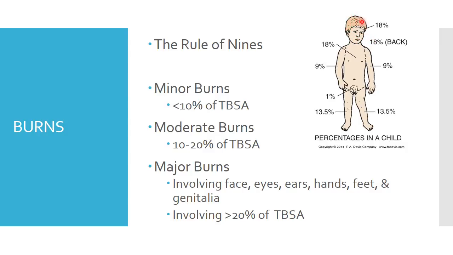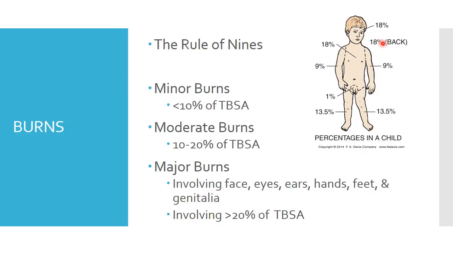So you have your face, not your face, your whole head is 18%. So technically the front of the head is 9, the back of the head is 9. 18% for your whole chest and trunk area on the front, 18% for the whole back area and trunk on the back. So 18% front, 18% back. 9% on the arms for each, 1% for genitalia, 13.5% for legs.